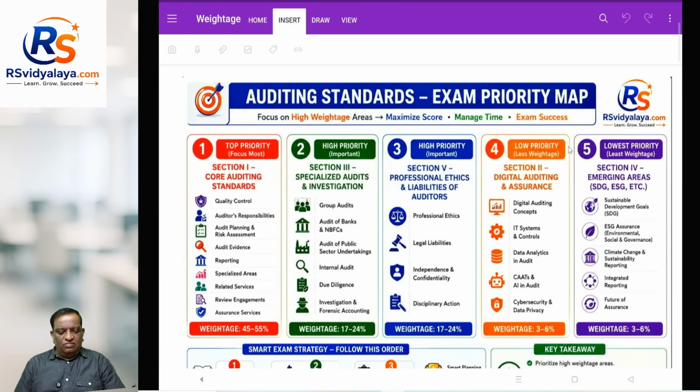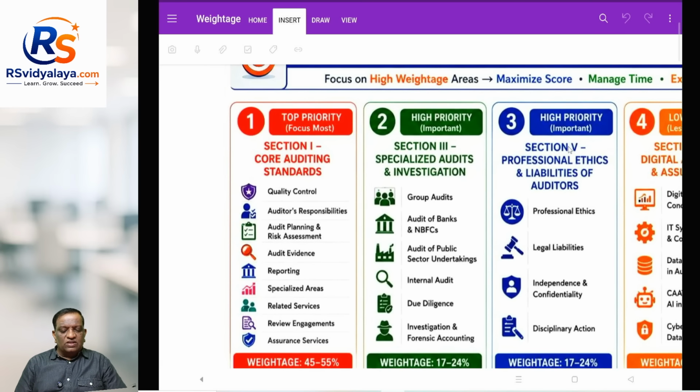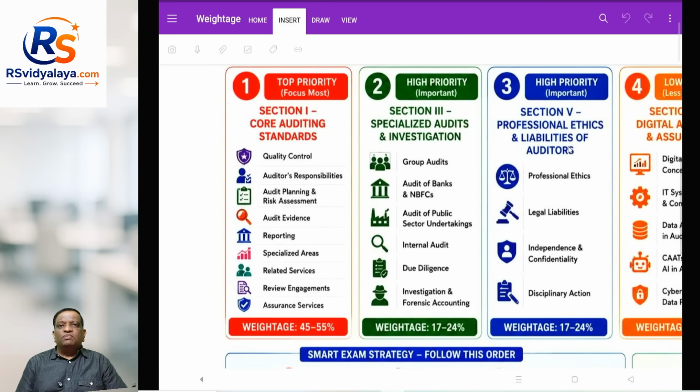Now getting straight to this, there are 5 sections and Section 1 is the top priority. This covers almost 50% of your marks, and what is included in it is basically the auditing standards, be it SAs, SREs and SAEs and all this. So basically it covers all your standards, 50% of it.